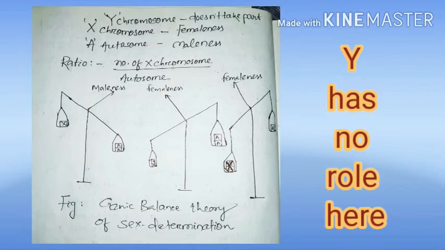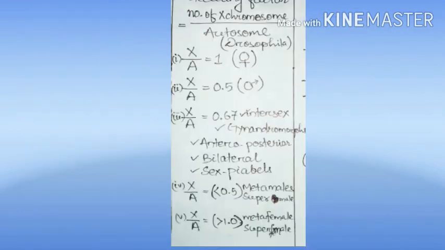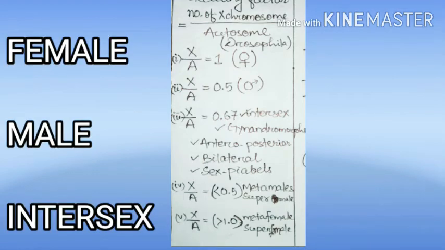As we know before, the X chromosome carries the female character and the Y chromosome carries the male character, but here the X chromosome is carrying femaleness and autosome A is carrying maleness. So genic balance is governed by the ratio of the number of X chromosomes to the number of sets of autosomes in the zygote at fertilization. The number of X chromosomes is written as X here, and a set of autosomes is written as A.